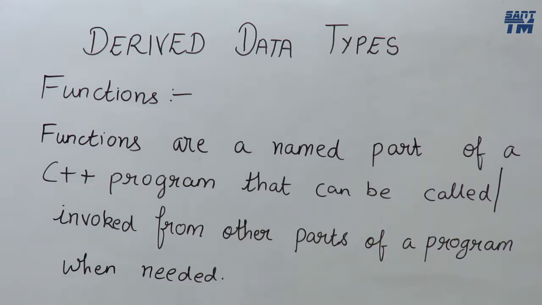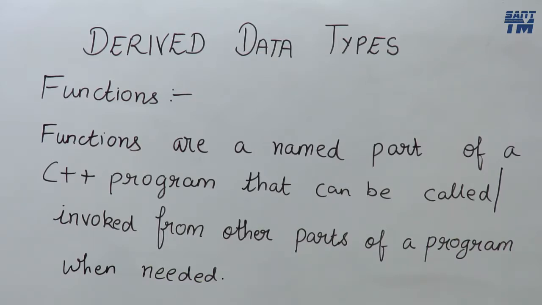Functions are a named part of a C++ program that can be called or invoked from other parts of a program when needed. Suppose you have written a big program of 1000 lines. Now you divide that program into, suppose, parts of 100 lines, and each part of 100 lines is given a specific name. That part of the program becomes a function.